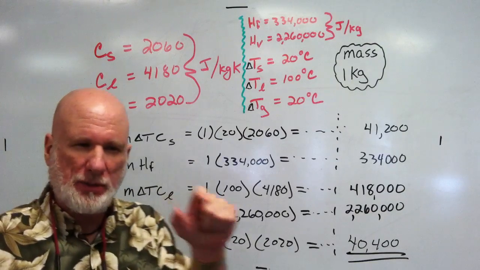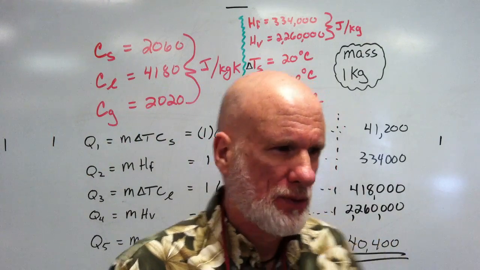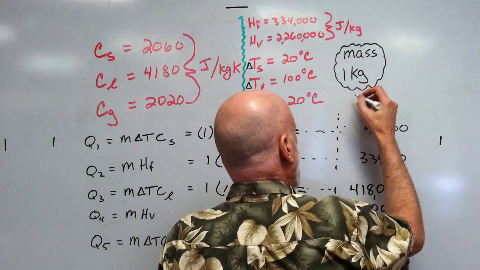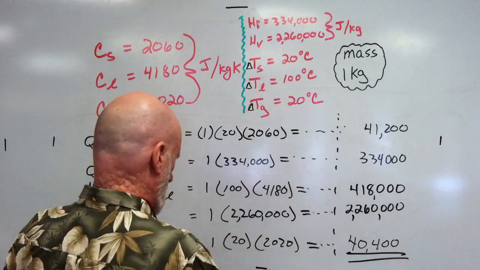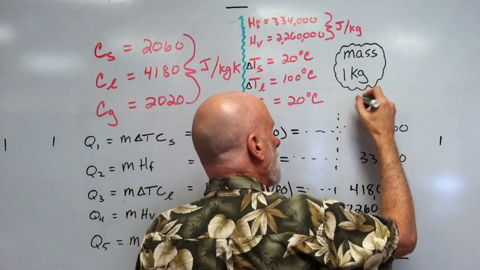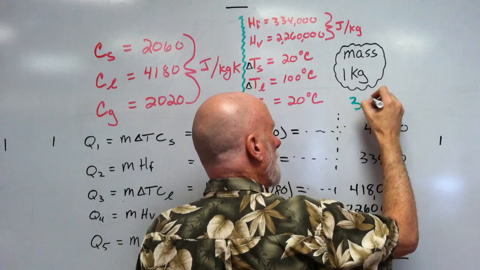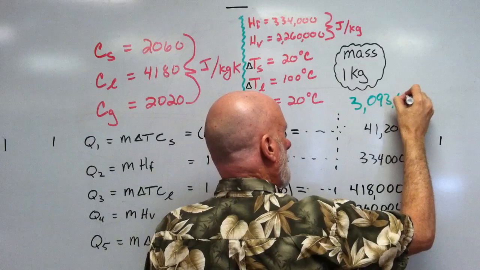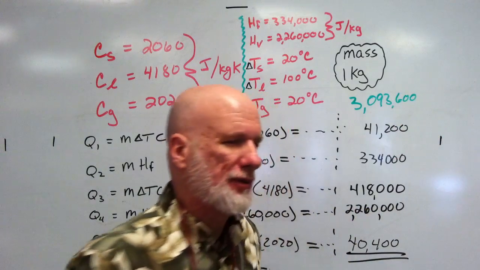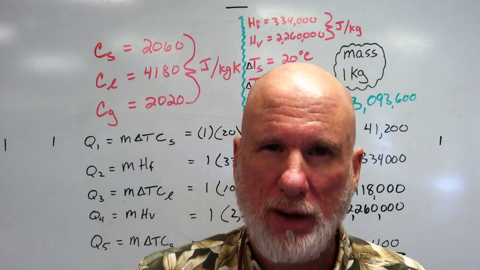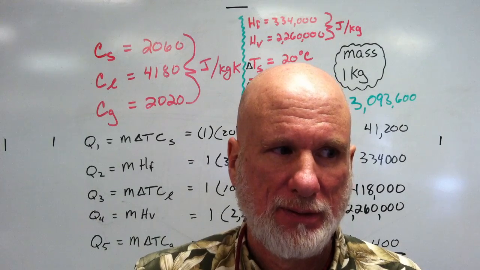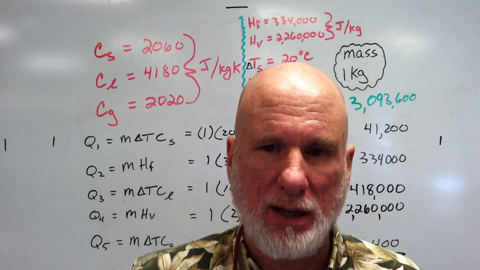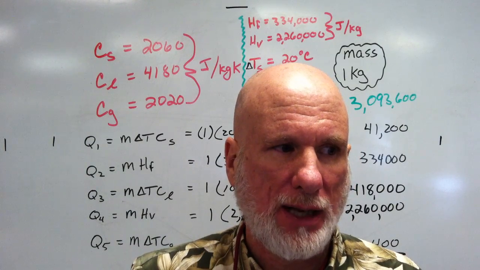I think we have an answer. Do we have an answer? Yeah. It's 3,093,600. 3 million. Let me write it in a different color. We'll write it in green. What is it? 3,093,600. And what are the unit labels?